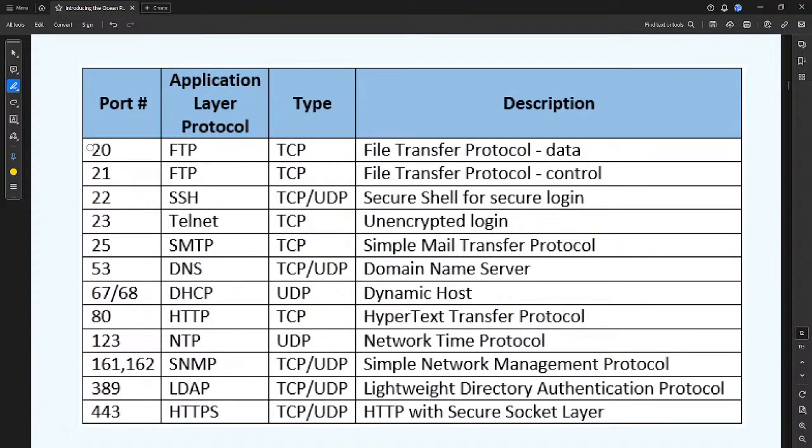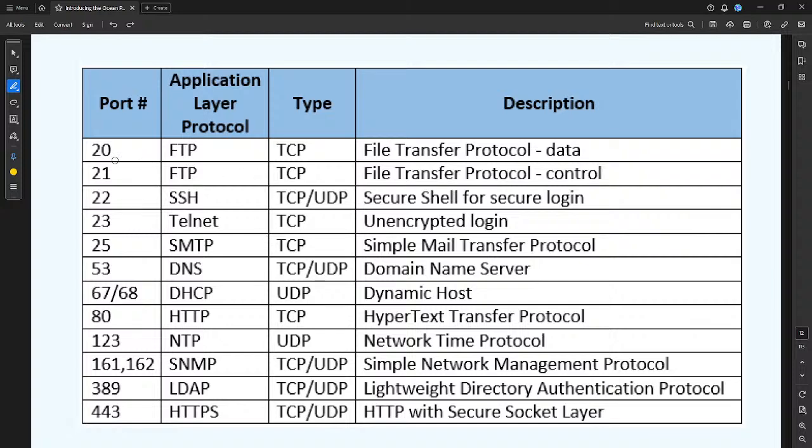So like I said, we have different port numbers. We have port 20, port 21, port 22, 23, 24, and so on. Like I said, it's very important that you note these things. Now, these different ports have their roles.